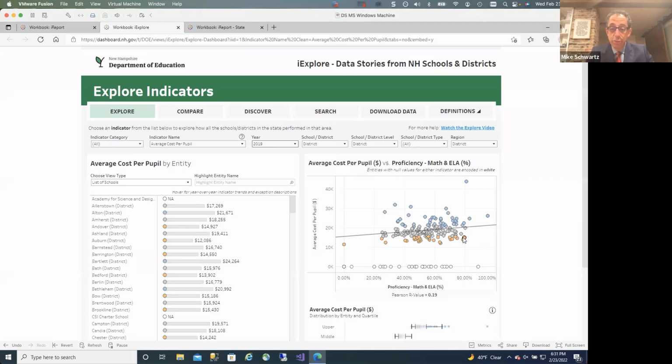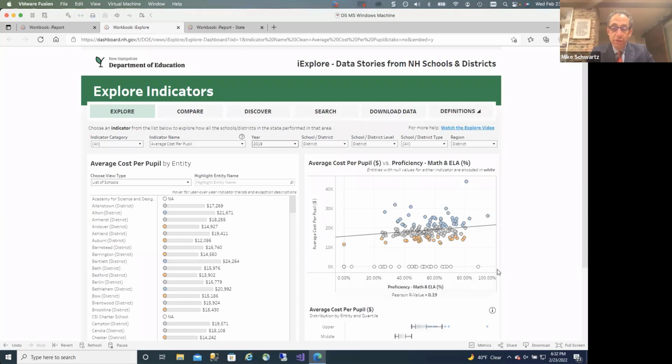You can also see cost per pupil. So here's a school, I'm not going to call them out, but I guess I might as well because it's public information. There's a school that's spending a lot of money on the Waterville Valley on their per pupil expenditure. They probably have a very small enrollment. Here are schools that are spending less per pupil, the ones down here.